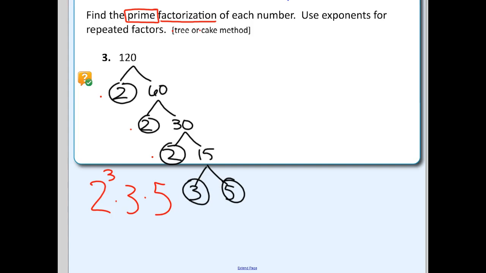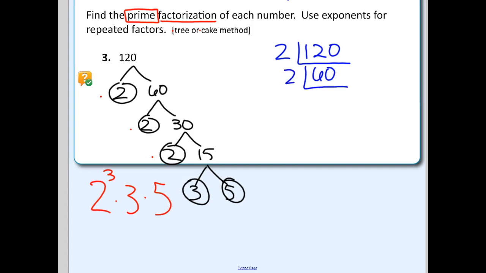Now, let's say I was going to use the cake method. The cake method, in my old school, we called it upside down division. So we're going to do the same number. Instead of the tree method, though, we still use the same idea. What's the lowest prime number that is divisible by 120, and that's 2. Well, 2 goes into 120, 60, and I keep using that same prime factor until it won't work again.